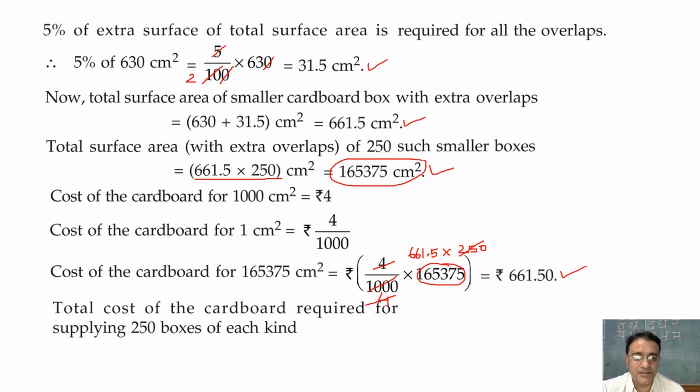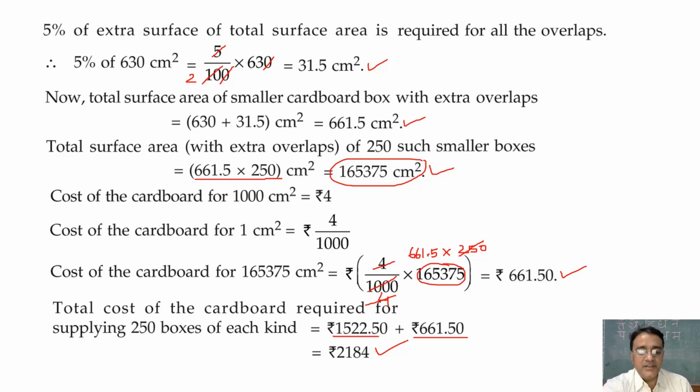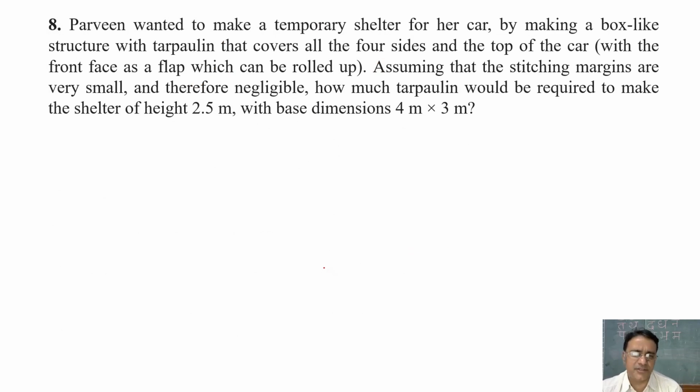Now we will add both of them. So the total cost of both the card boxes required for supplying 250 boxes of each kind will be this plus this, and this is the final answer, 2184. Any doubt in this question? No, sir. Okay, now this is the last question.